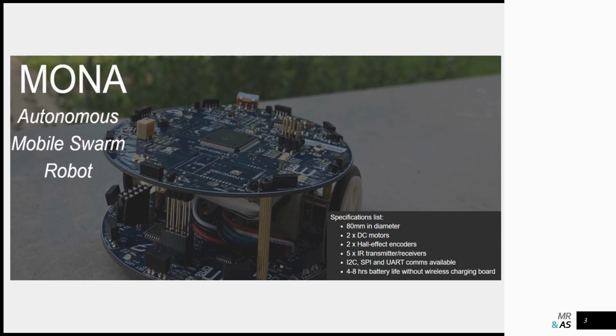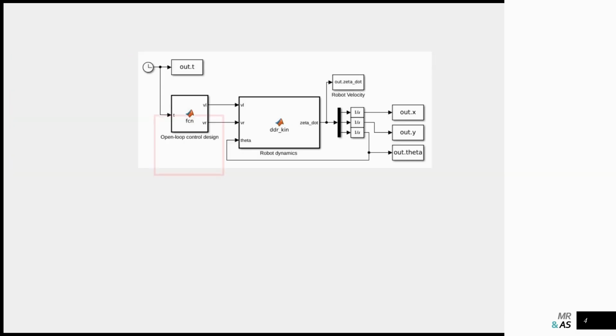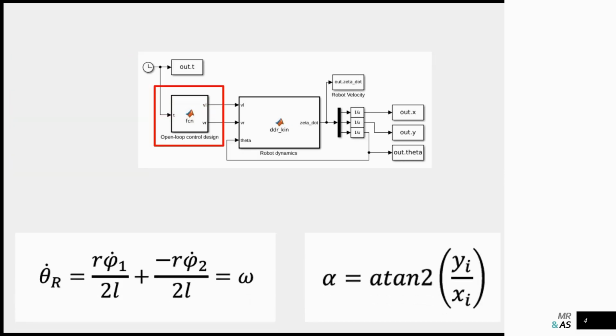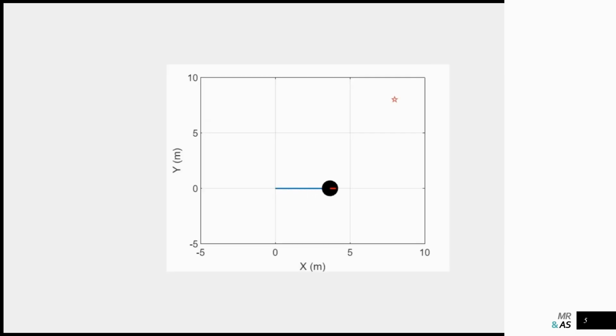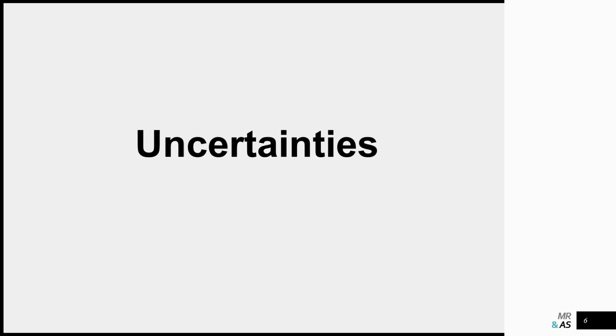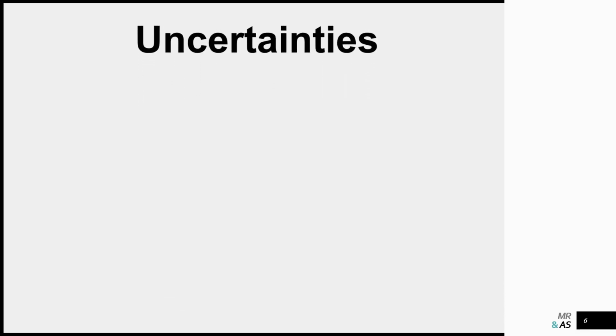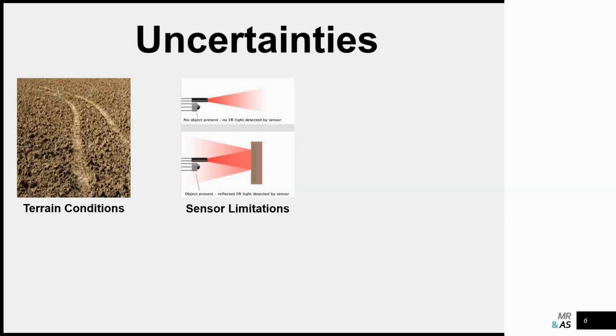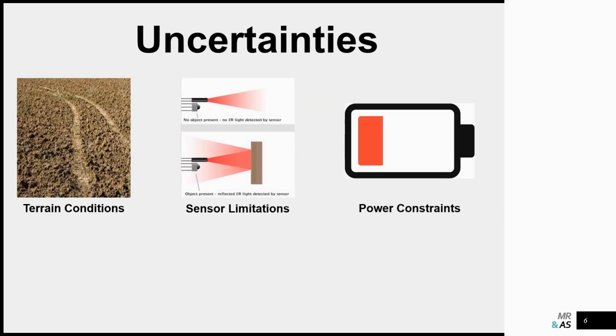Introducing Mona. Developed by the University of Manchester, it is a two-wheeled robot that contains 5 infrared sensors allowing for obstacle avoidance. Envision a scenario where we need Mona to adhere to a certain trajectory. We can implement an open-loop control design, and using calculations, it is possible for us to simulate the robot following the route. However, this is purely theoretical, as in the physical world there are many uncertainties such as terrain conditions, sensor limitations, and power constraints.